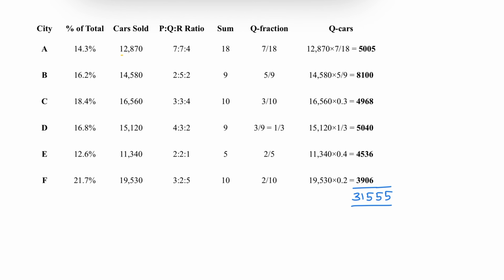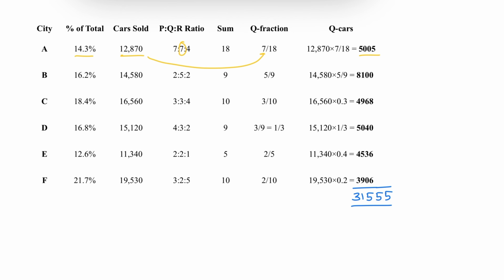For city A, total percentage of cars sold is 14.3%. 14.3% out of 90,000 is 12,870 and PQR proportion is 7 is to 7 is to 4. So we need to find the Q fraction. So that is 7 by total, 7 plus 7 is 14 plus 4 is 18, 7 by 18. So this 7 by 18 into 12,870. So the Q model cars sold in city A is 5,005.